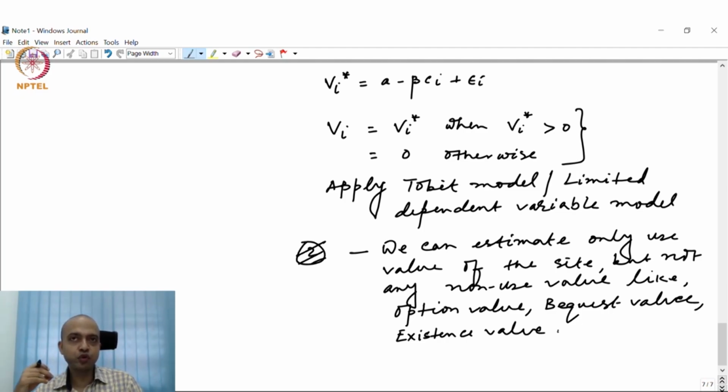Unlike the stated preference approach, CVM and choice experiment, wherein we were able to capture both use value as well as non-use value, because we are asking the individual how much they would like to pay. So while deciding about the payment, individuals are thinking of both their use value as well as non-use value. So while revealed preference can capture only use value, stated preference approach can capture both use as well as non-use value. So this is the first limitation of the travel cost method.